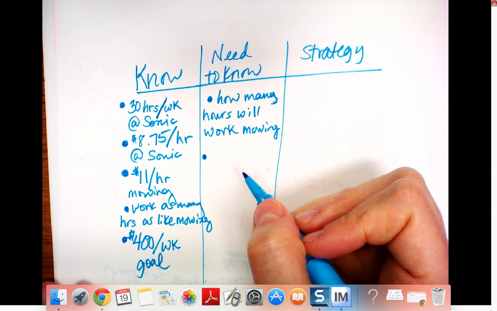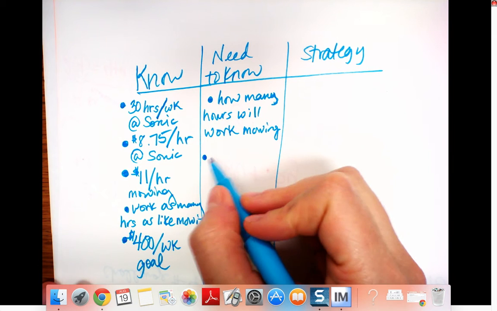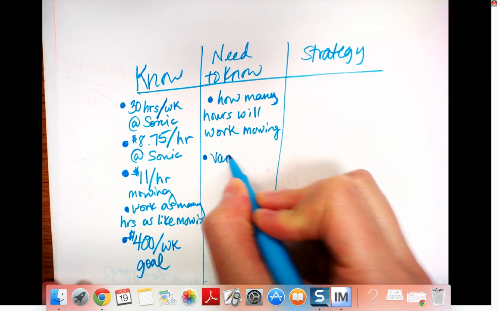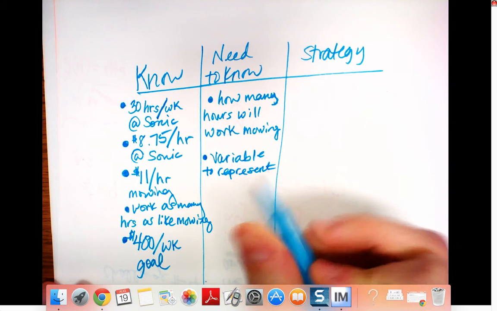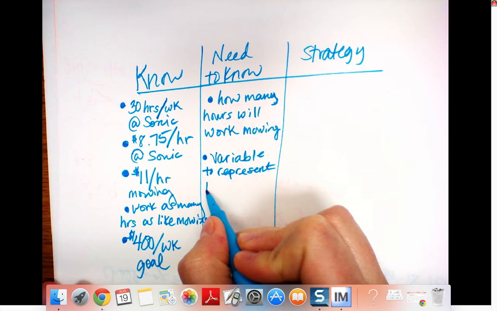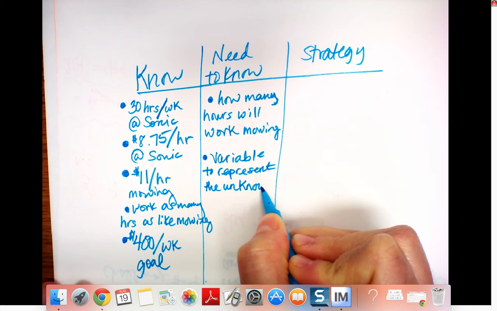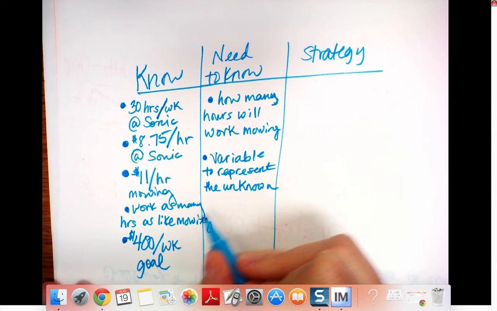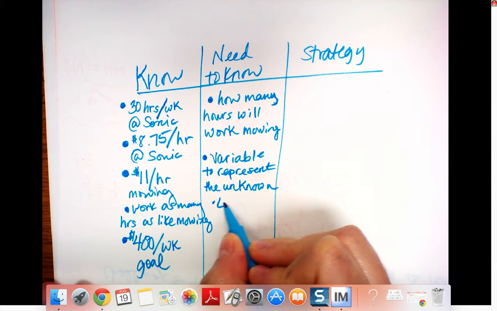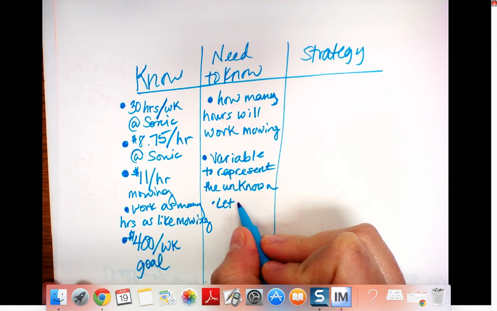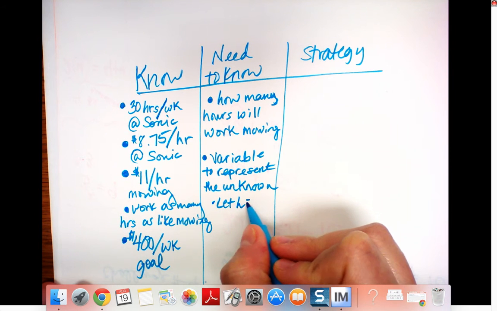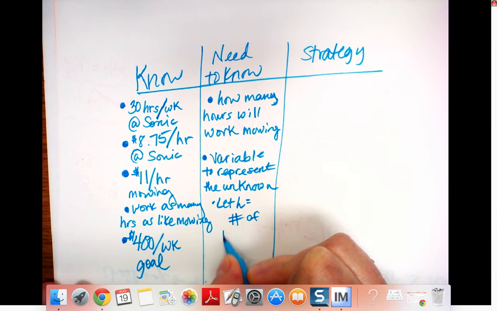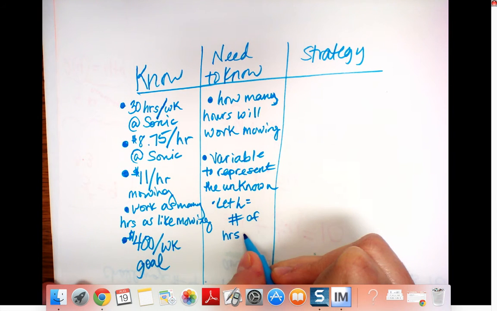So, the most important thing about writing an equation is to define your variable. So, we need a variable to represent the unknown. So we can write a little statement here. Let's say, I'll do H. Let H equal number of hours mowing.